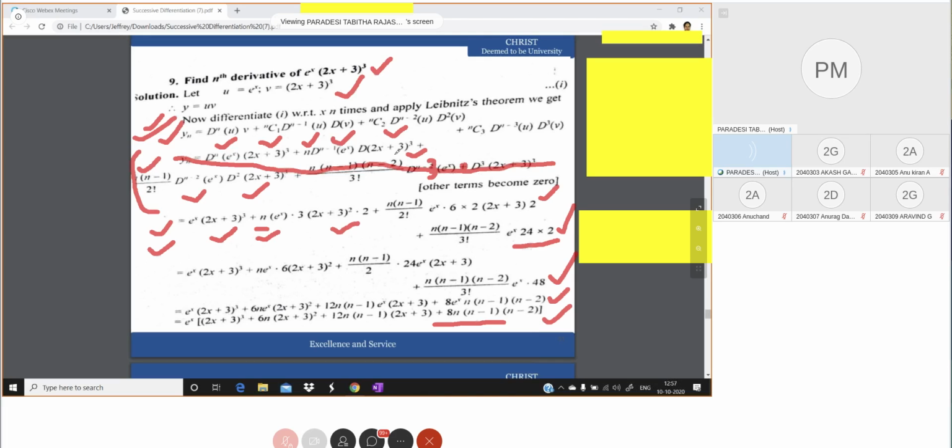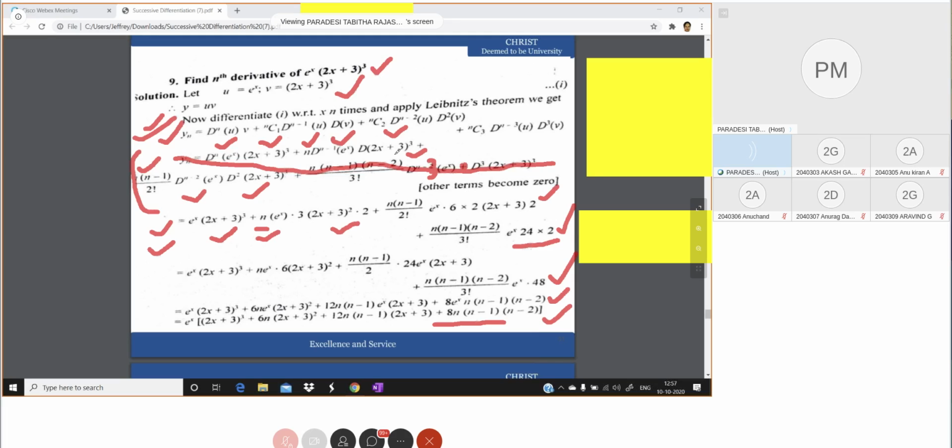Can we choose any u and v? Yes, it's up to us. Any u and v doesn't really matter here. Both their derivatives have to be exhausted. The moment one of them gets a derivative of 0, it's very convenient.